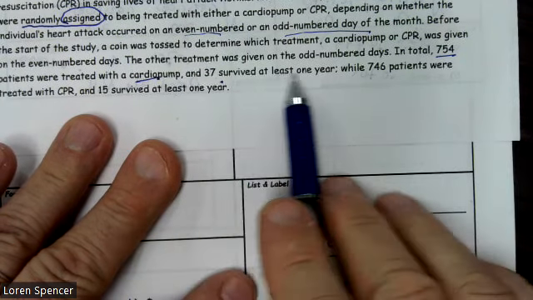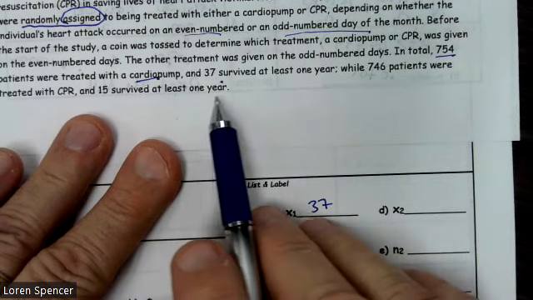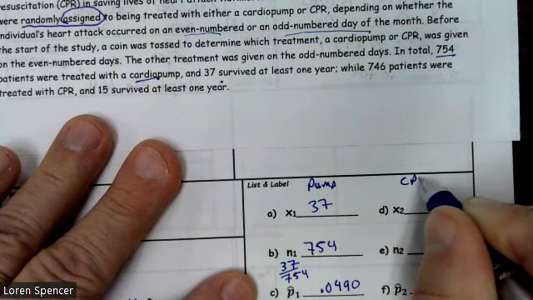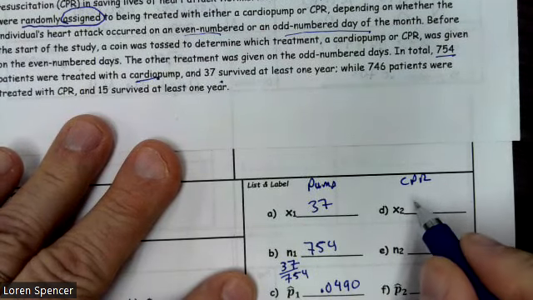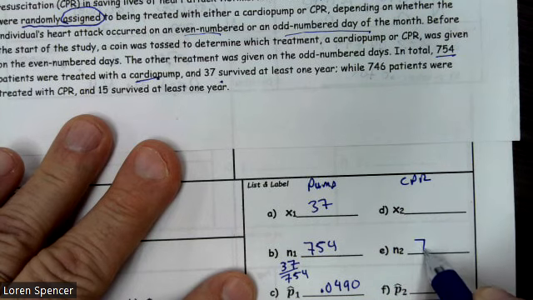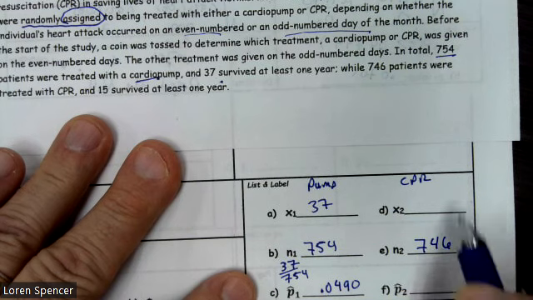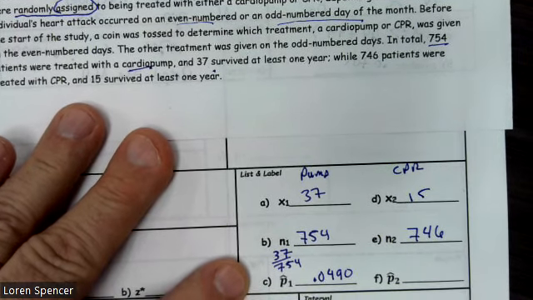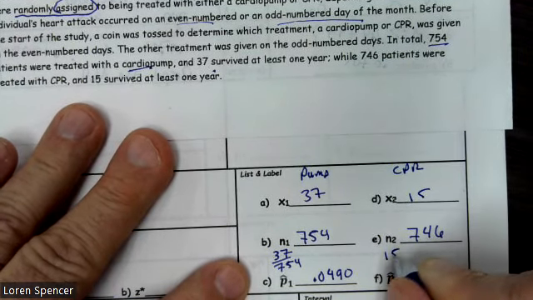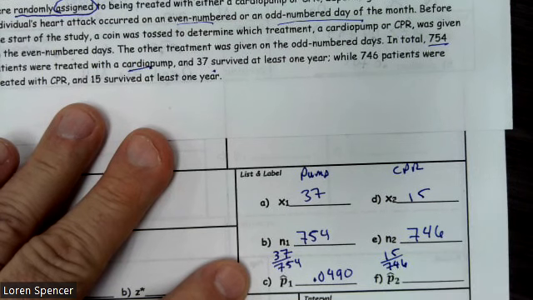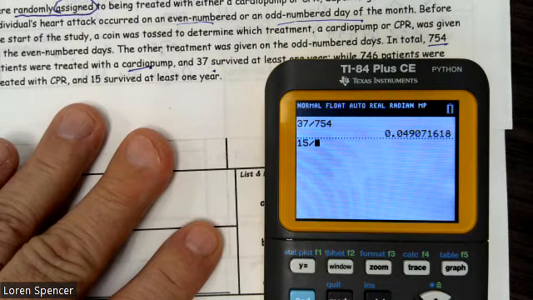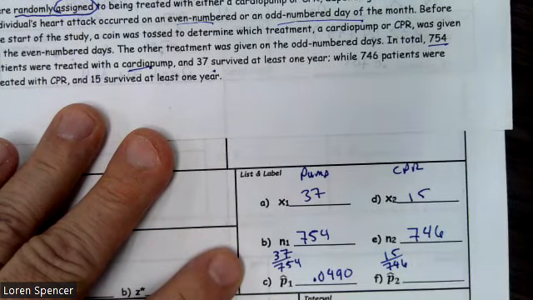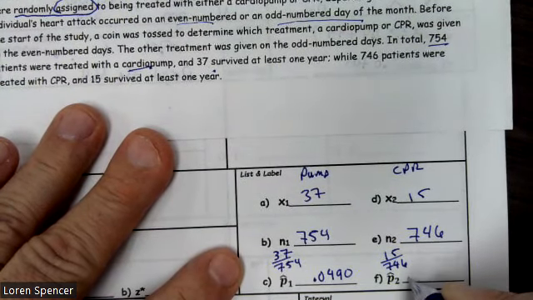And 746 patients were treated with CPR, and 15 survived. So this is the pump, and this is CPR. In this case, we had 746, so we had 8 fewer patients, almost the same. And 15 survived, which seems like a big difference. So this is going to be 15 over 746. Just looking at this, it appears that the cardio pump is substantially better at saving lives: 2% versus almost 5%. So 0.0201.